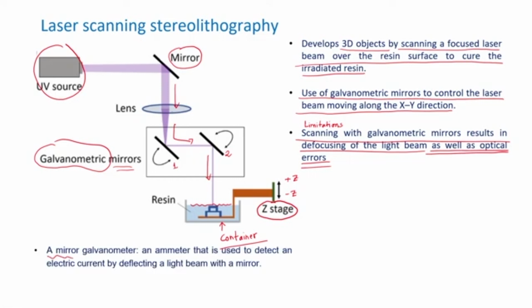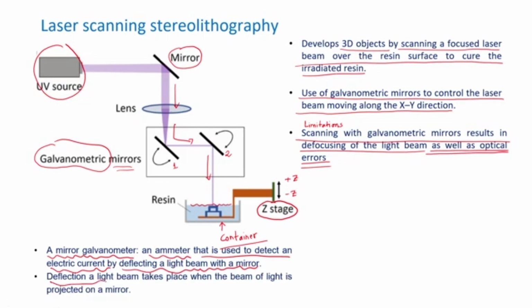Here, as I mentioned, the galvanometer is an ammeter used to detect electric current by deflecting a light beam with a mirror, and the deflection of the light beam takes place when the beam of light is projected on a mirror.